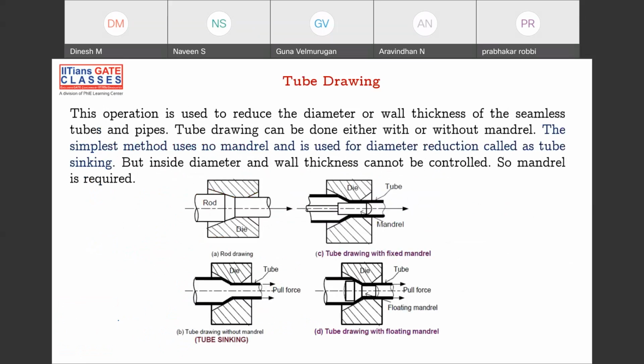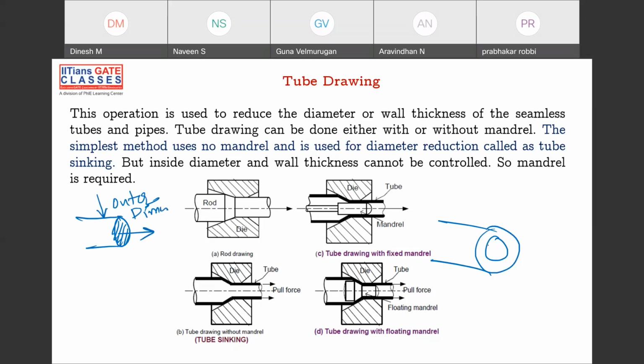In this process, not only rods and wires, we can pull tubes also. Tubes are hollow cylinders, right? But what is the problem with a tube? If you're simply drawing a rod, it is a full solid rod, and we are caring about only the outer dimensions. But if you're pulling a tube, outer and inner both have to be taken care of. The internal hole also has to be controlled.